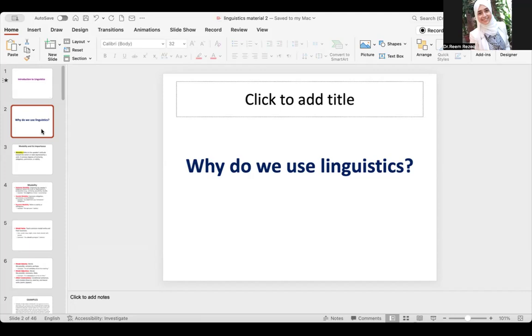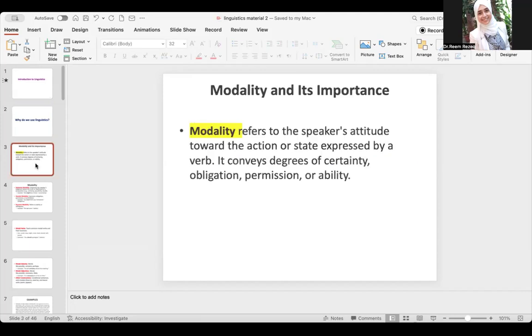So there are some aspects that we have to take into consideration about why we use linguistics. We use linguistics for many things. The first thing is for analyzing. And the modality comes here first, that when we analyze anything, we consider the modality. And modality is a linguistic feature and it conveys many meanings.